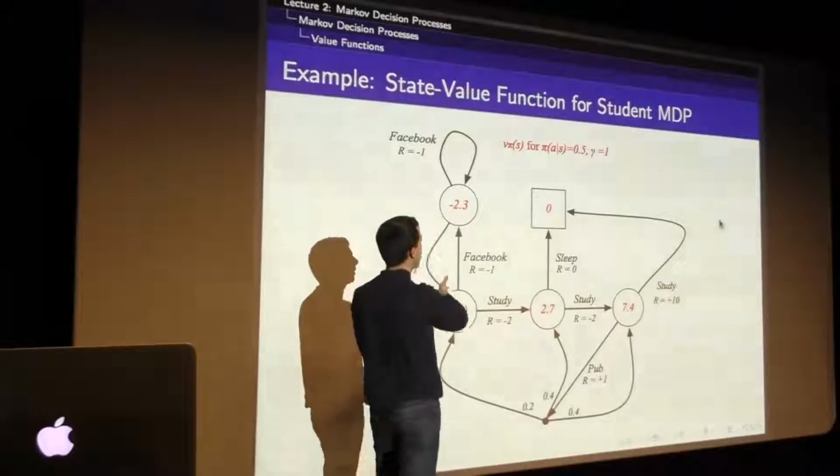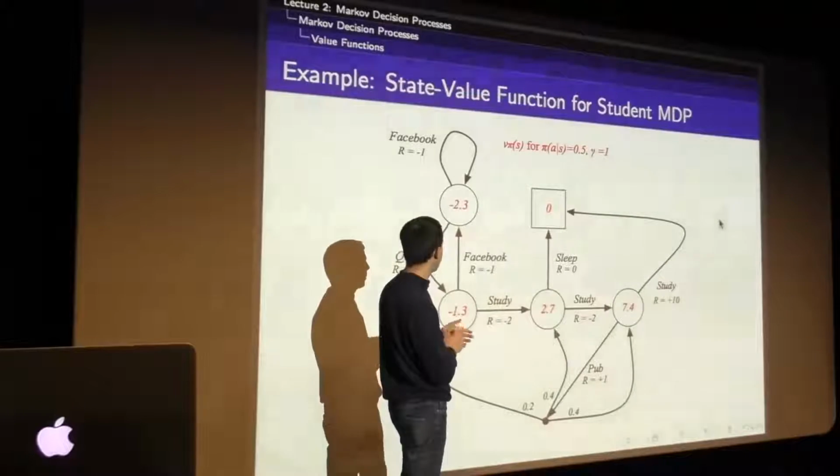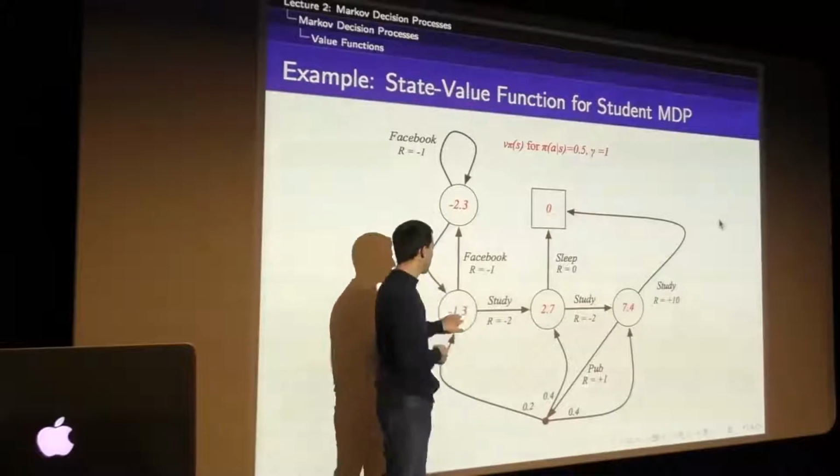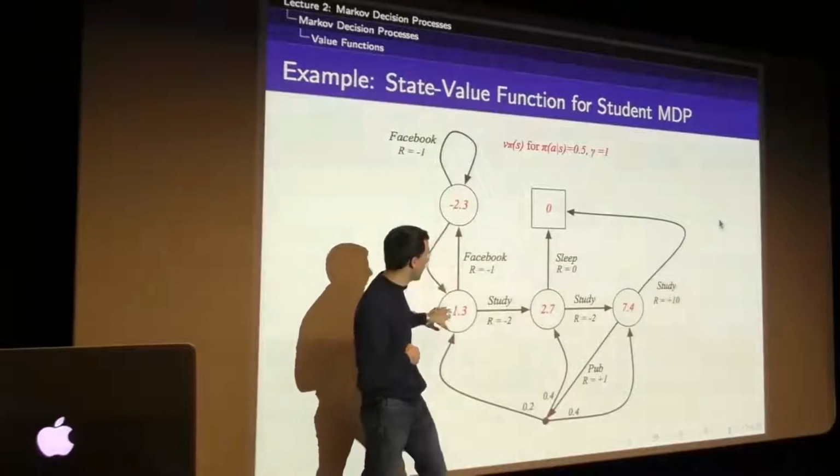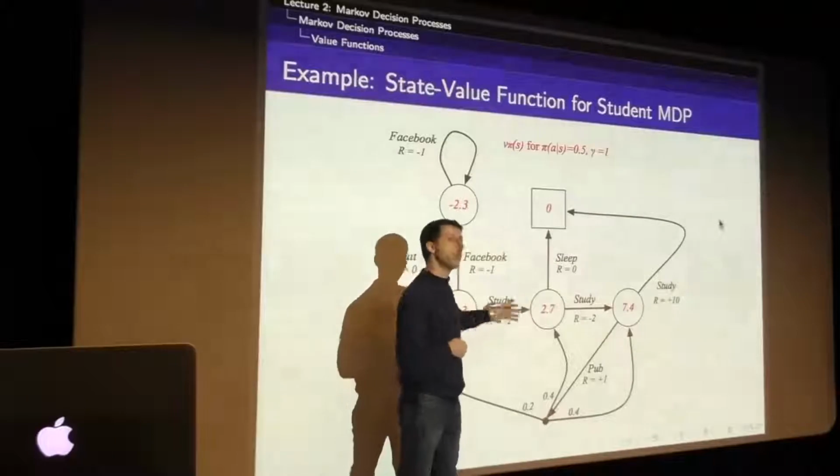And so this is the value function that we end up with. We see that we end up thinking it's not very good to start in this state here because there's a high probability of ending up in the Facebook state because we're choosing things 50-50.